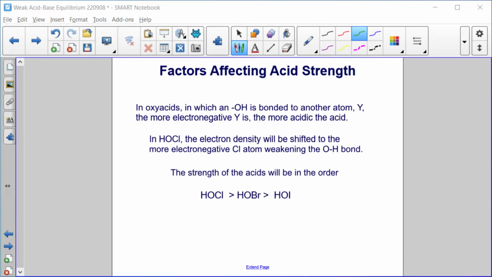In oxyacids, in which an OH is bonded to another atom, we'll call Y, the more electronegative Y is, the more acidic the acid. In HOCl, the electron density will be shifted to the more electronegative Cl atom, weakening the OH bond. So the strengths of the acids will be in the following order: HOCl, stronger than HOBr, stronger than HOI.